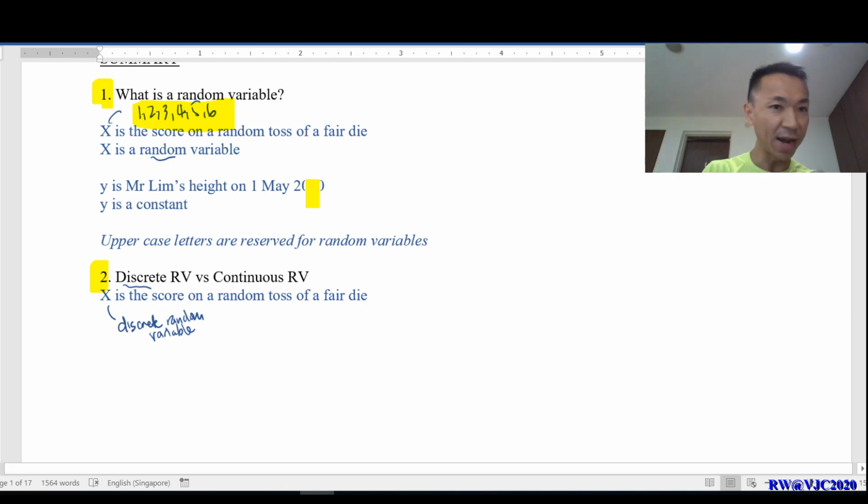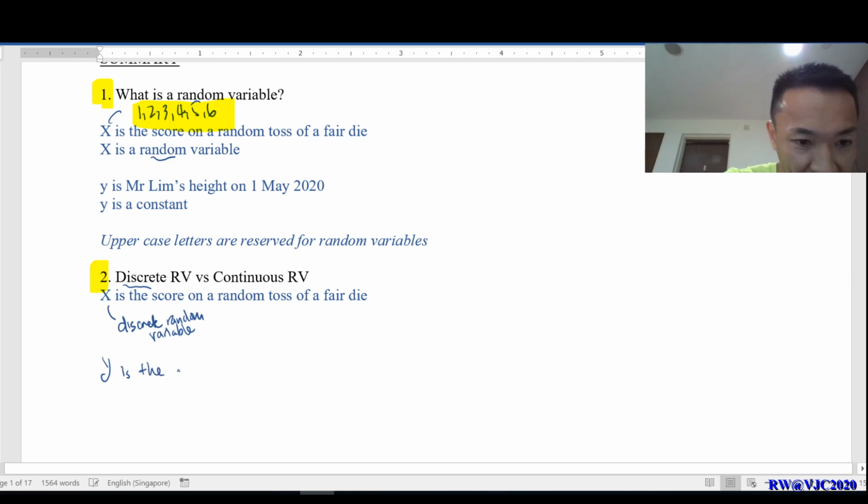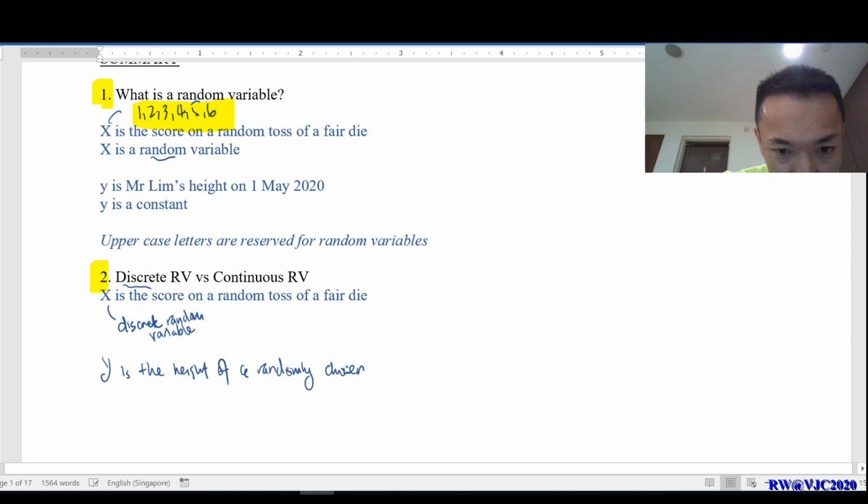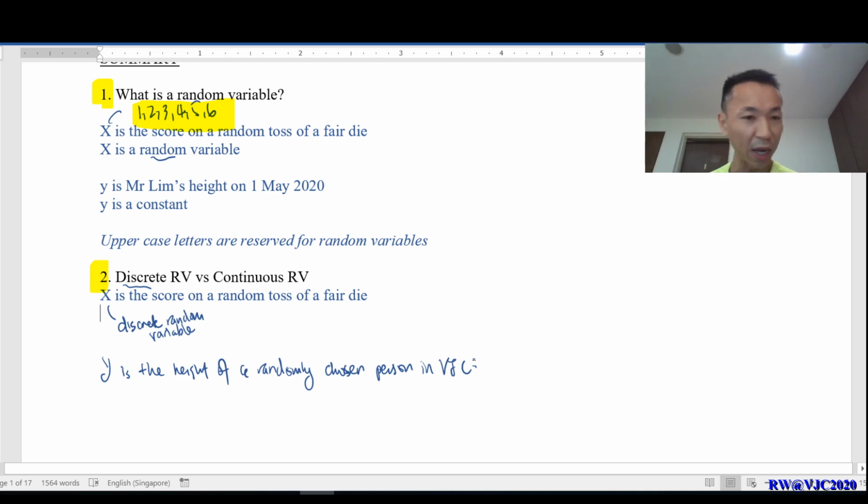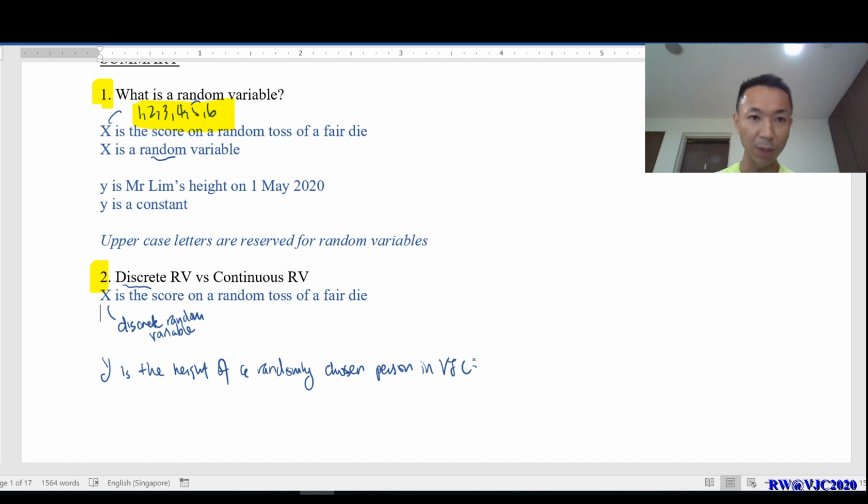Now if I give you another example, let's say Y. Notice how I use uppercase this time. Y is the height of a randomly chosen person in VGC. Now, is y a constant? No. Y is a random variable because you randomly choose a person, you will get a height, another height, another height.